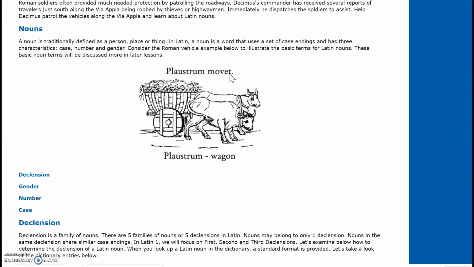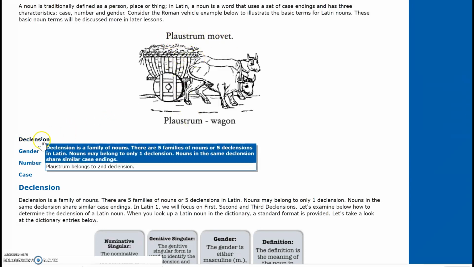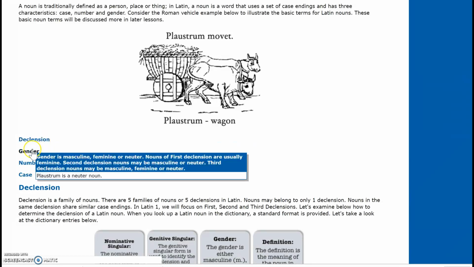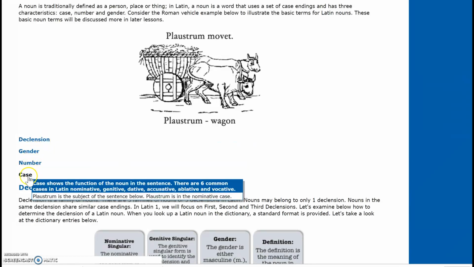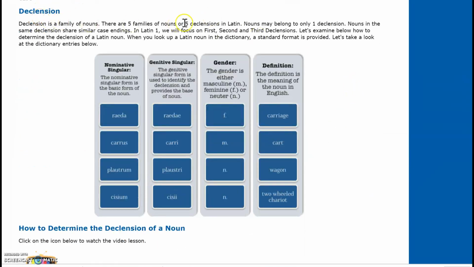In the sentences and the examples that we've had in the past, we talked about decamus ambulat. So decamus was the subject. So in this case, the wagon is the subject. The wagon moves. So remember that declension is a family of nouns. They have gender, they have number, and they have case. In Latin, you have 5 different declensions, or 5 different groups, or 5 different families. Now, a noun can belong to only one declension, and your job is to be able to determine which declension or which family it belongs to.